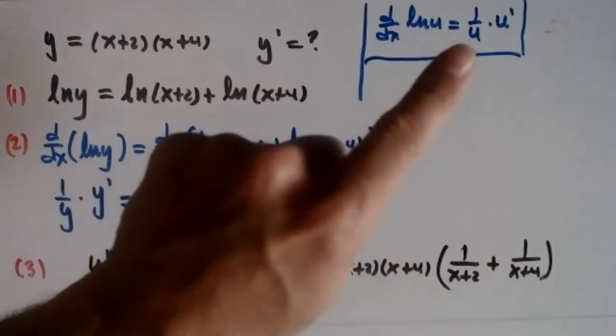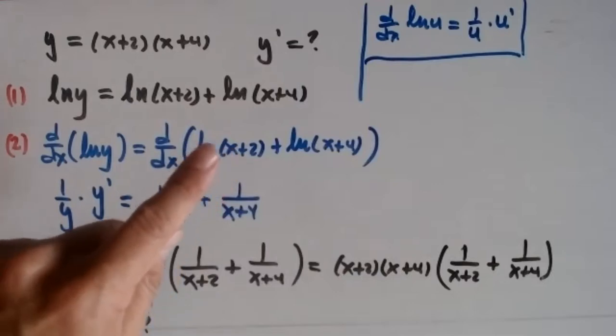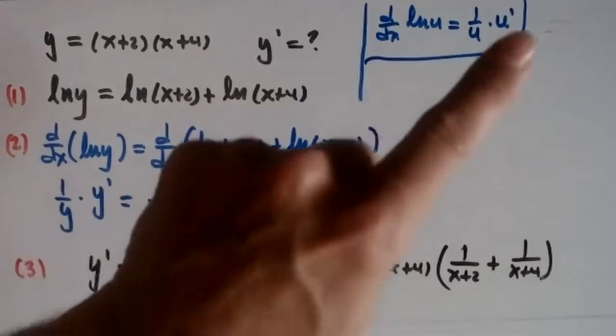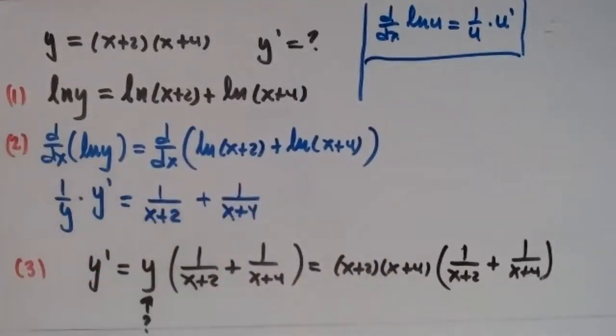Derivative of this, we use this formula, right here. Derivative of this is the derivative of this plus the derivative of this. We use the same formula, and then we get these two expressions. We finish with the derivatives. The derivatives are simple. Okay?